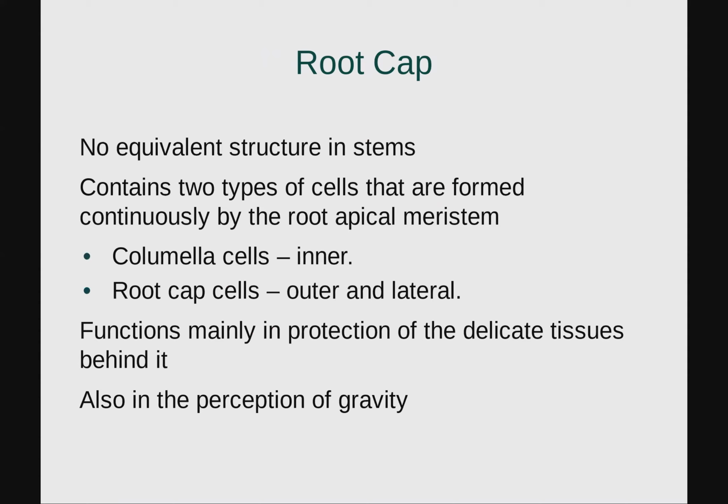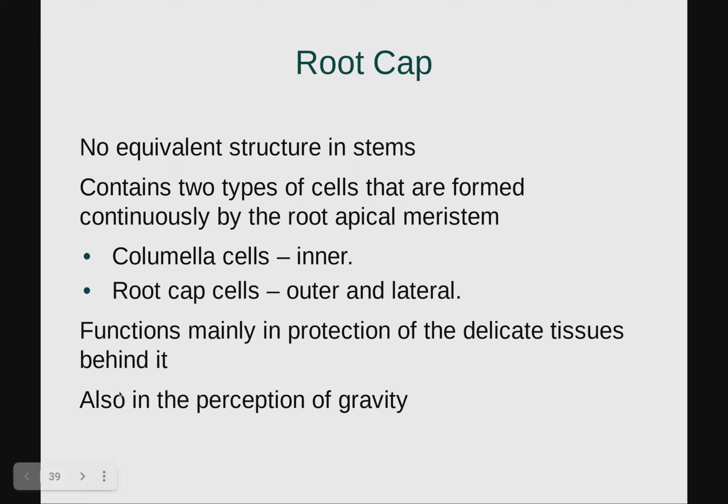So first is the root cap. There's nothing quite like them in stems. Just as a note, root caps are unique in structure to the roots, but they contain two distinct types of cells that are formed essentially continuously by the root apical meristem. The first is the columella cells, which are the inner cells, and the root cap cells, which are the outer and lateral cells. As we've mentioned, they function as protection, because remember, these protect the meristems, which are delicate tissues involved in essentially elongation and widening of these plants.